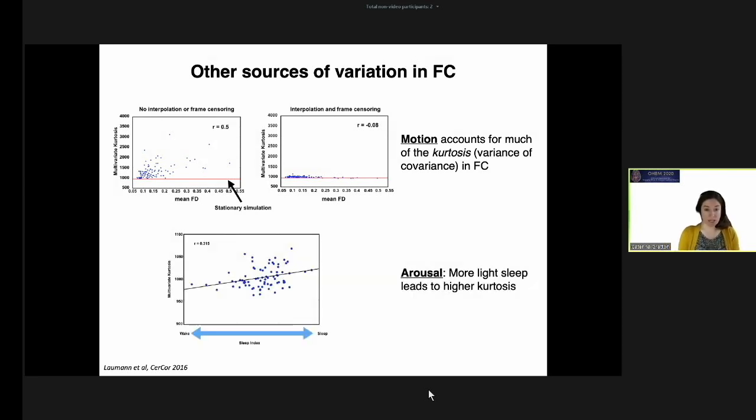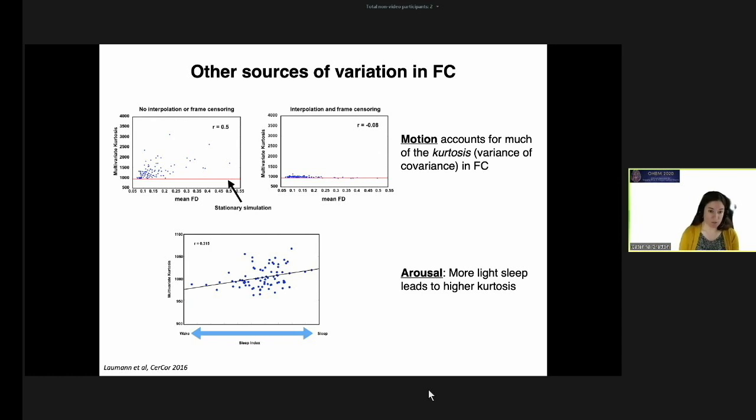Moreover, of the remaining variation after accounting for motion, Tim also found that much of this might be related to differences in levels of arousal. He looked at this by creating a classifier based on Taliozuki and colleagues' data set, looking at how arousal-related differences are related to changes in functional connectivity data. And he found that sessions which had more light sleep also were the sessions that had higher levels of kurtosis.